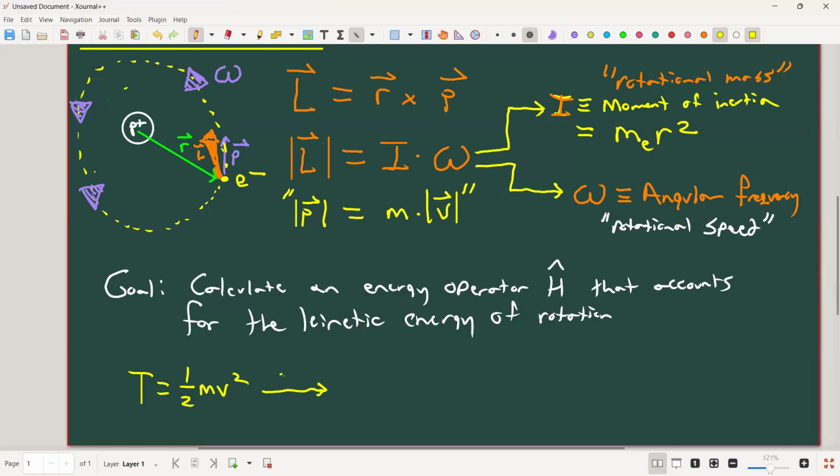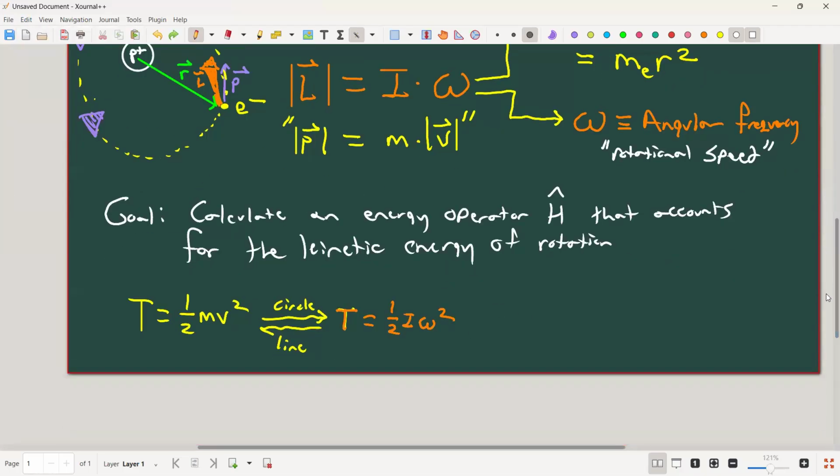So going from a line to a circle, we have T is equal to 1/2 I omega squared. Right, same idea. Mass times speed squared times 1/2. No different. Right? And likewise, we can also, let me write it actually down here a little bit. Let me organize this a little better.